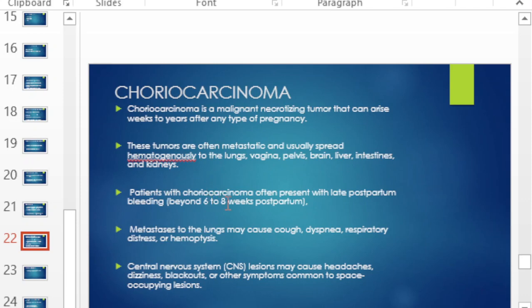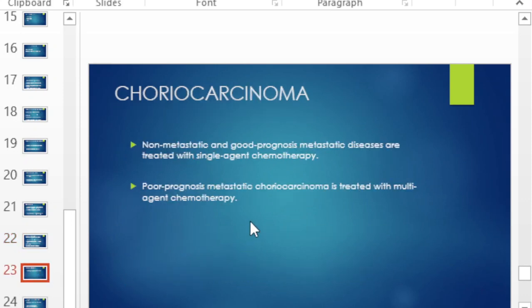When it spreads to the lungs, you get cough, dyspnea, and other respiratory symptoms. When it spreads to the brain, you may get headaches, dizziness, blackouts, or any symptoms that may mean that someone has a space-occupying lesion. In this one also, there is one that has a good prognosis and one that has a bad prognosis, or low risk and high risk. For those with low risk, you can treat with single agent chemotherapy. Those with high risk, you treat with multi-agent chemotherapy.